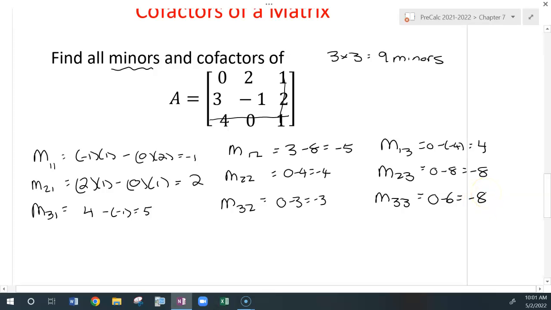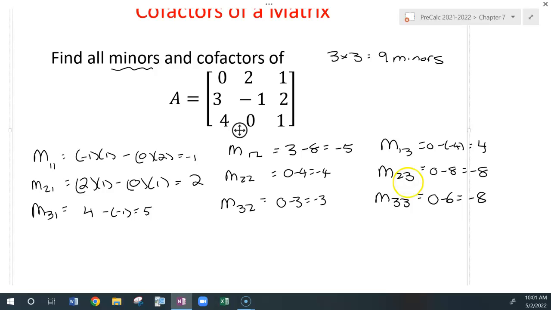Okay, now believe it or not, that was the hard part. Cofactors are super easy to do. Once you've done your minors, cofactors are a piece of cake. And the way you do your cofactors is you're going to take your minors and you're either going to change the sign or keep the sign the same.